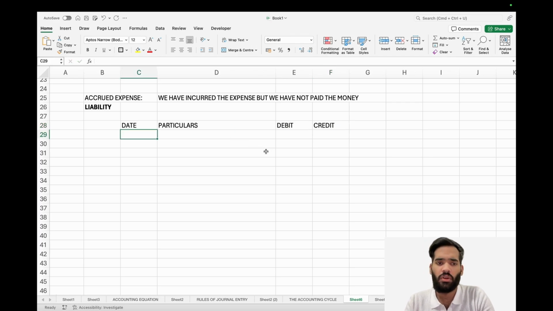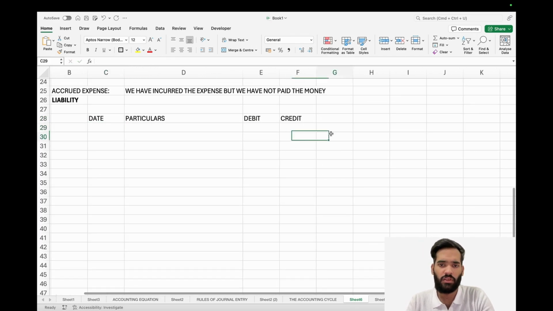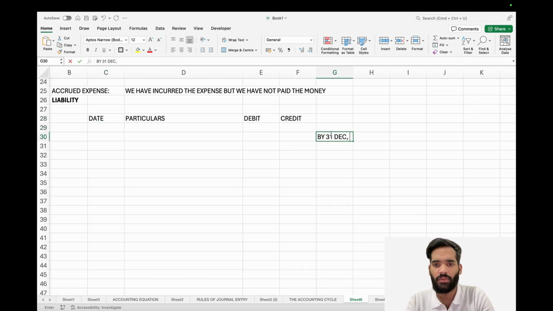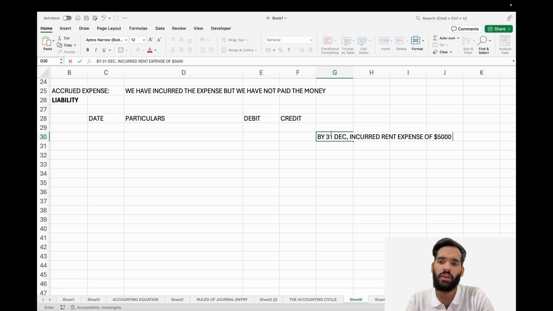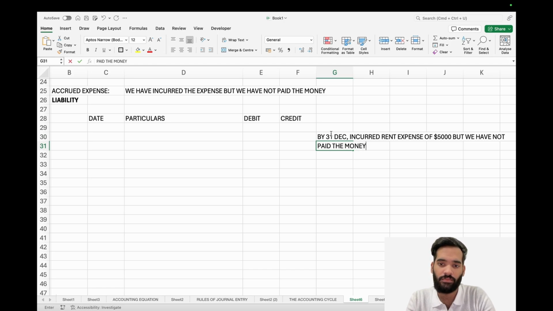So what does the entry look like? Let me give you an example. Let's say by 31st of December, we incurred rent expense of $5,000, meaning let's say we lived in the building for that month, but we have not paid the money yet.